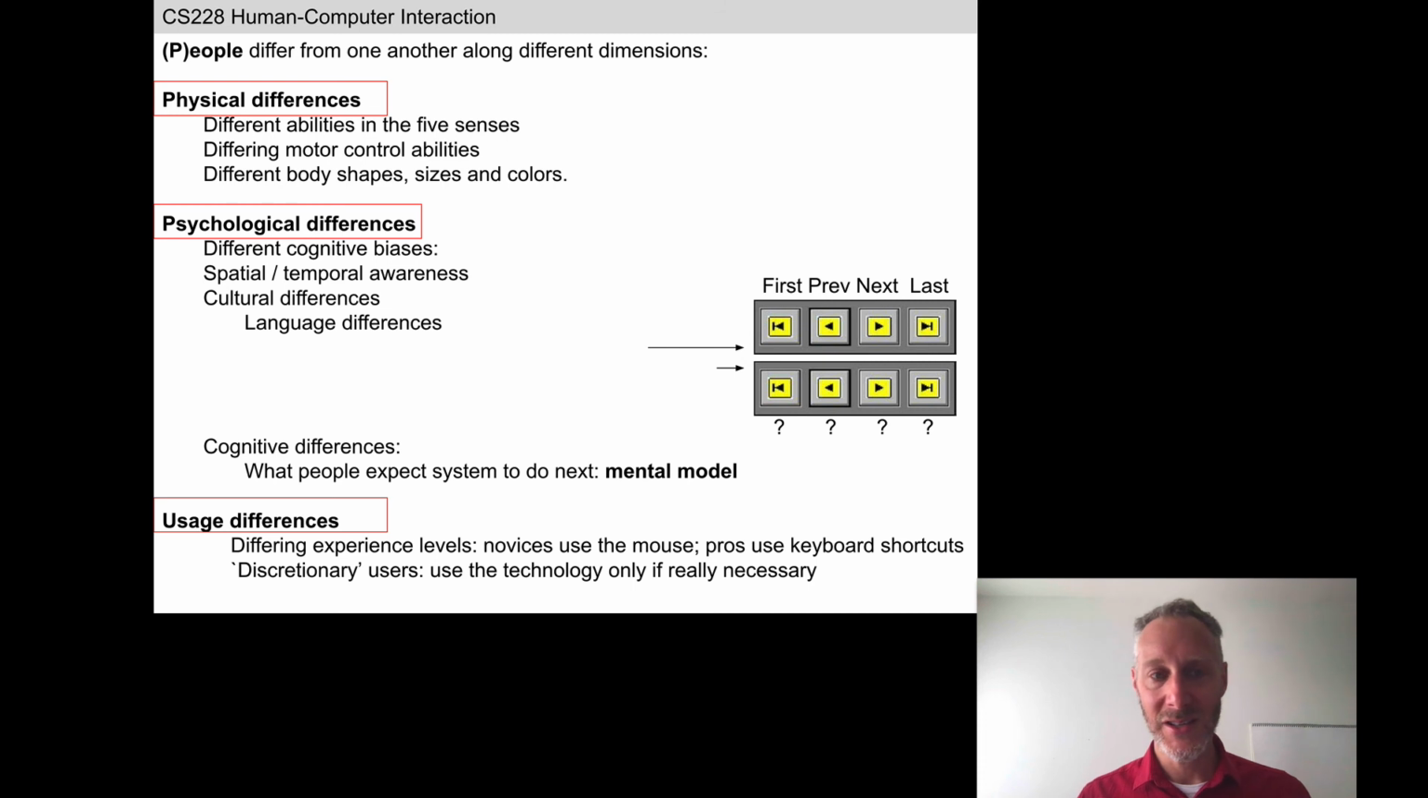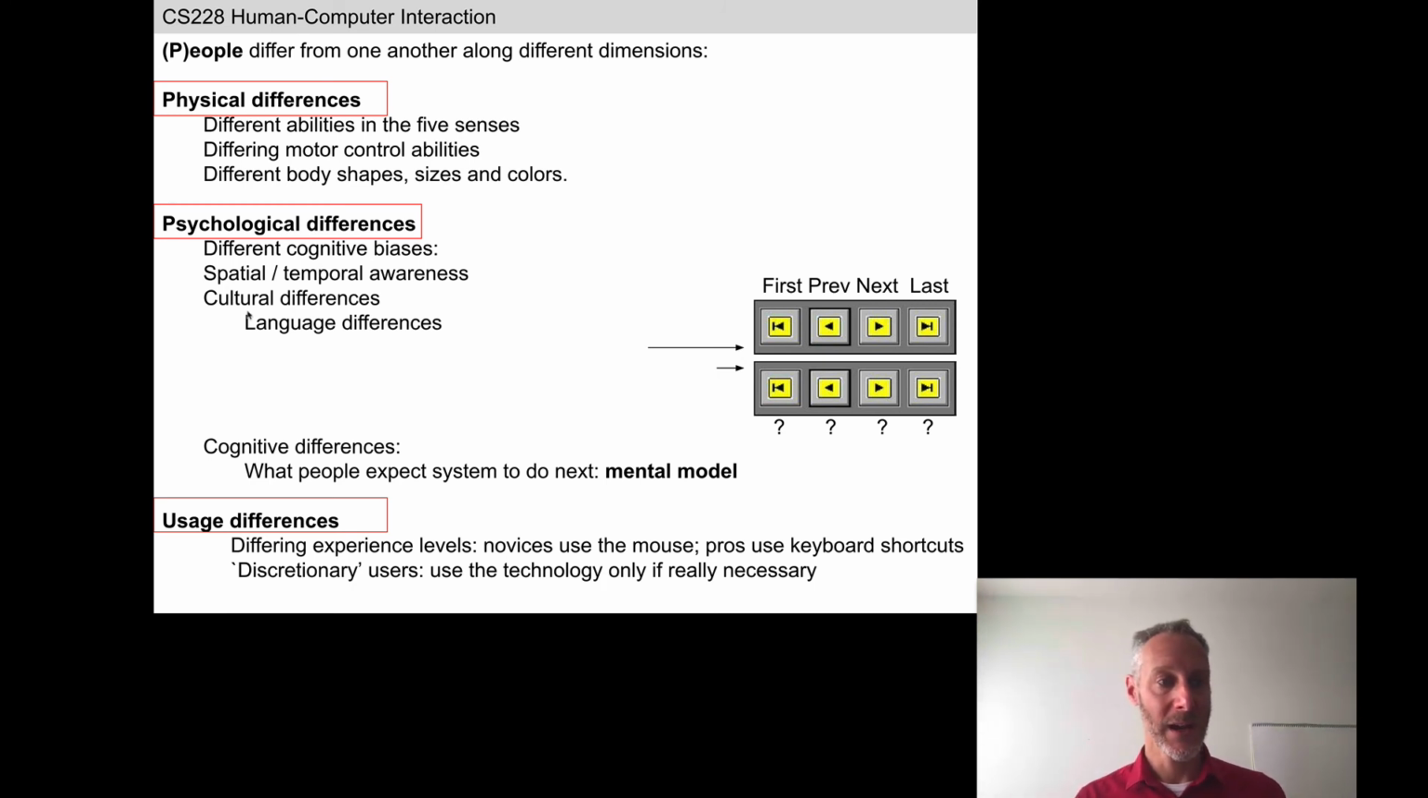Again, as always in HCI, some of these aspects may be more or less obvious. People are going to have different sized hands. We're going to have a minority of lefties. We're also going to have a minority of a smaller sized set of hands. Obviously, people differ psychologically as well. We have different cognitive biases. Some people tend to think spatially. Some people like things to unfold over time.